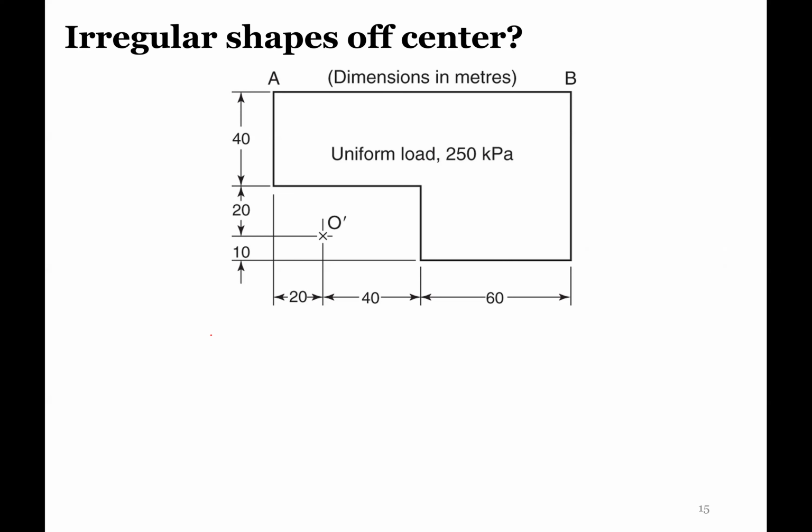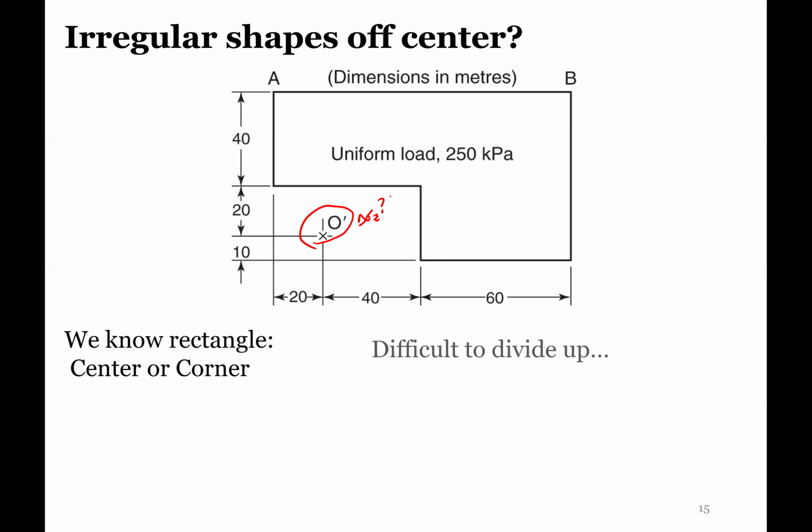And then let's say there's some existing structure or tunnel where we would have to find the delta sigma underneath this point. That's not under a corner. You could divide this up, but it would take a really long time. We know for a rectangle we can find center or corner, but then you'd have to divide it up and do all these things with all these fake or real areas and subtract them out like we showed last week in class.